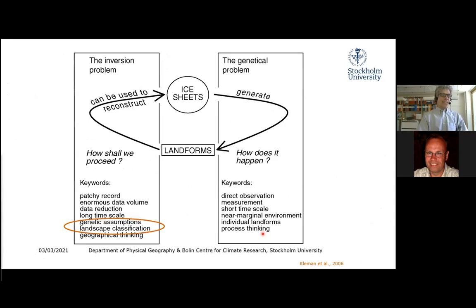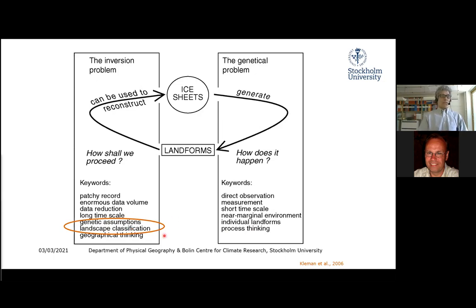Well, the next step is then, what does this all mean, right? We have now shown you how we do that with, let's say, drumlins. But for all these landforms, we might have to make this kind of data reduction and simplification of patterns. Now we need to go to the next phase, the genetic assumptions that we have and what it means for landscape classification.